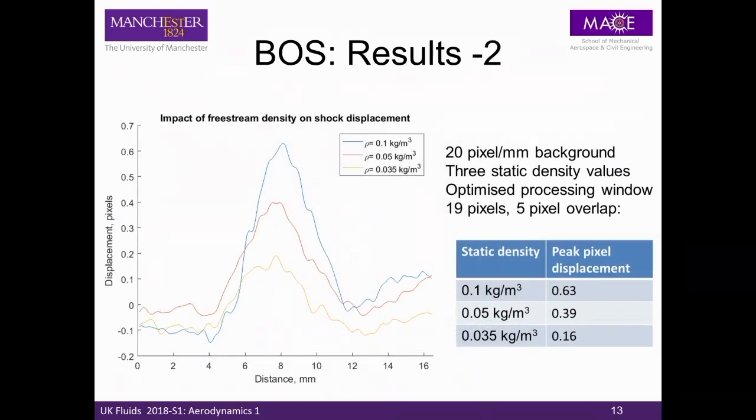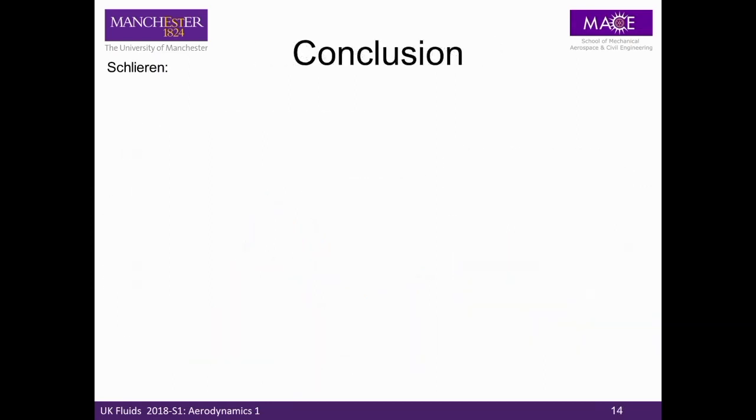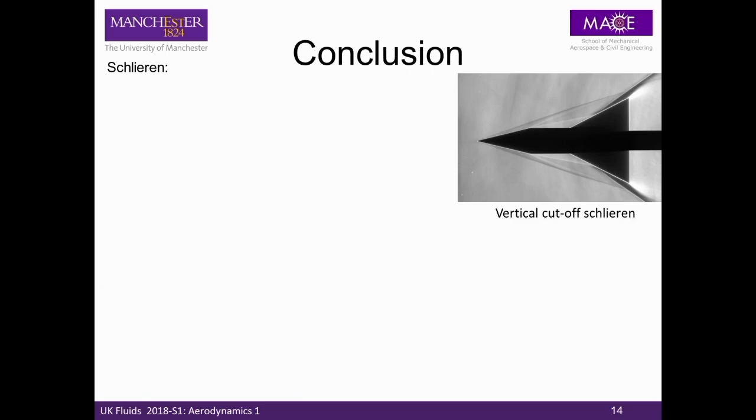Again, there's a roughly thirding: as the free stream value goes down by a third, so too does the displacement around the shock. So in conclusion, for Schlieren, in the case of the vertical cut of Schlieren, our output is physically defined, so we have to do multiple runs, or we have to have more optics to capture different kinds of things.